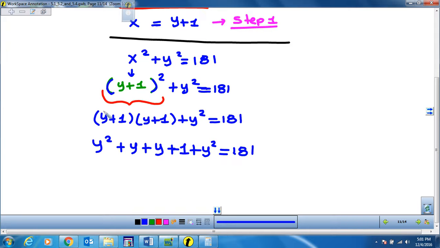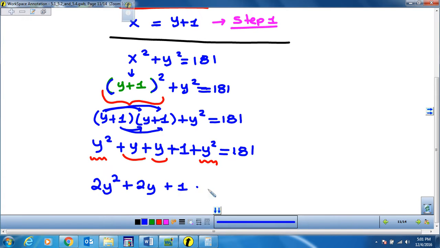So all I was doing is foiling this one times this one, this one times this one, this one times this one, this one times this one. So combine like terms. You have y squared, and the two terms that have y. So 1y squared plus another y squared, 2y squared, plus 2y, plus 1, equals 181.